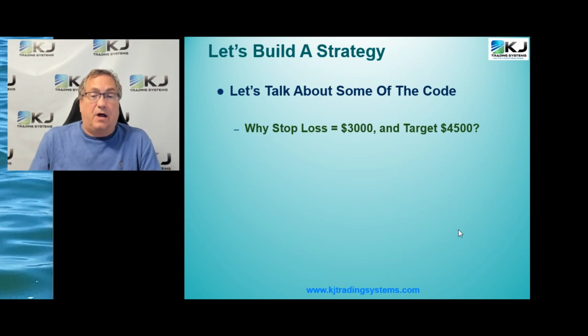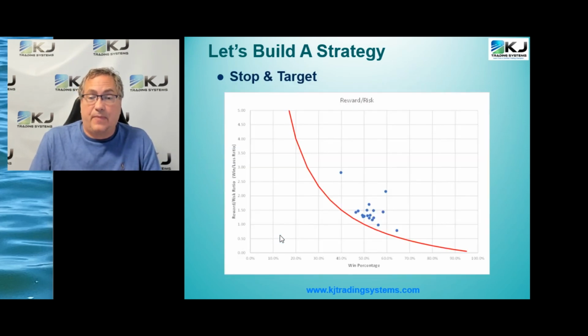Then we look at stop loss. $3,000 stop loss, $4,500 target. And you might say, where do those numbers come from? Well, the key is the stop and the target. That's your reward to risk relative to your winning percentage.